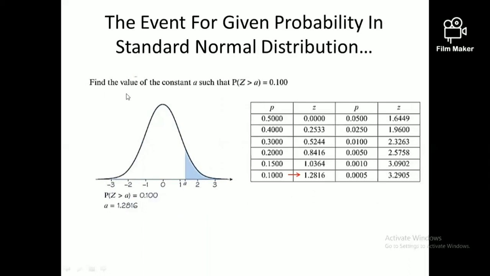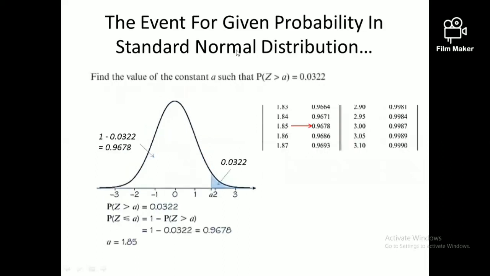The next question is find the value of the constant A such that the probability of Z is greater than A equals 0.1. There is a small table in the next page after the probability distribution. Here, you see there are some rare probabilities with their relative event. This indicates the greater side, not the lesser side. In the first page of the normal distribution it says the lesser side, but here they mention the greater side. From 0.1, if you read this event, the answer should be 1.2816, right?